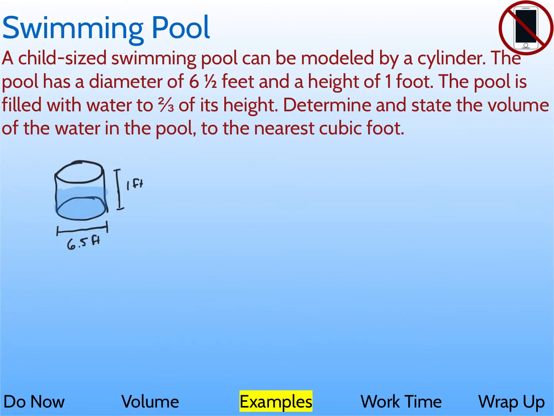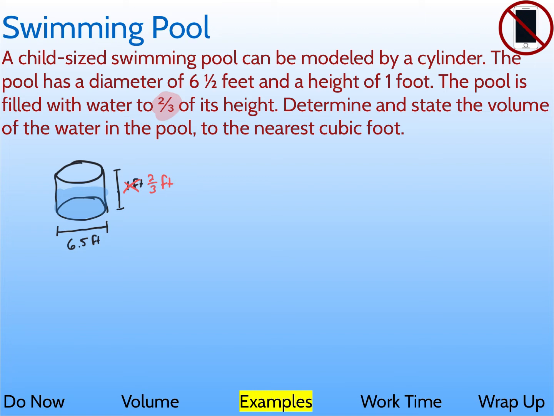All right, in this example, we have a child-sized swimming pool that's a cylinder. The diameter is 6.5 feet long, and the height is 1 foot. However, we've only filled this pool 2/3. So 2/3 of its height. So essentially what we're talking about here is the height is not 1 foot. The height is 2/3 of a foot. Because that's how far the water goes, because we're trying to figure out how much water is actually in the pool.